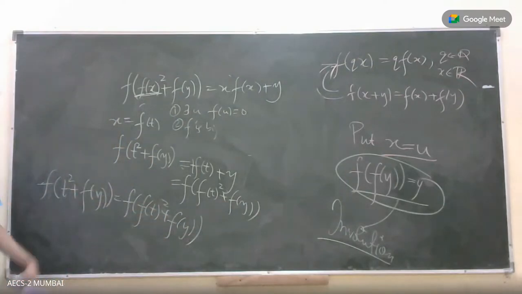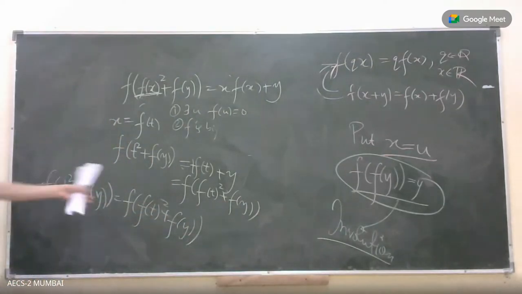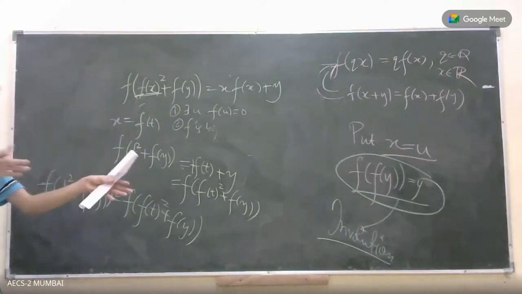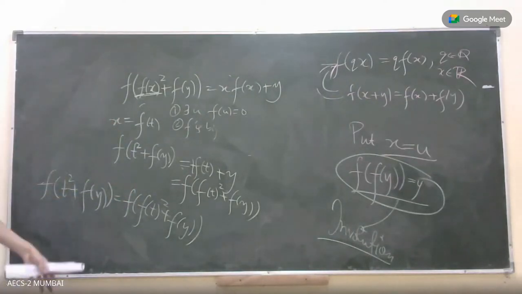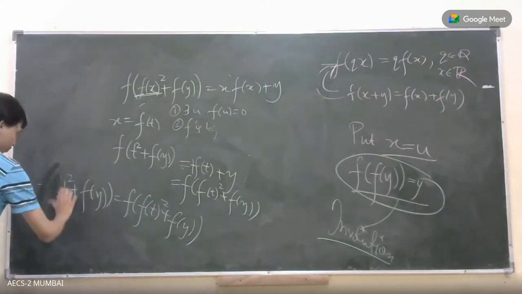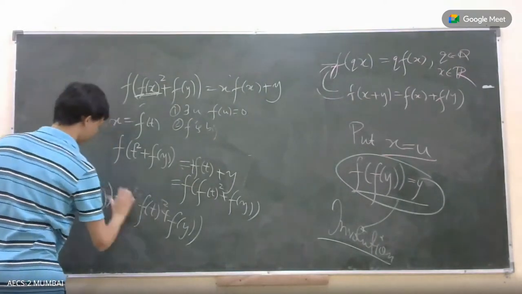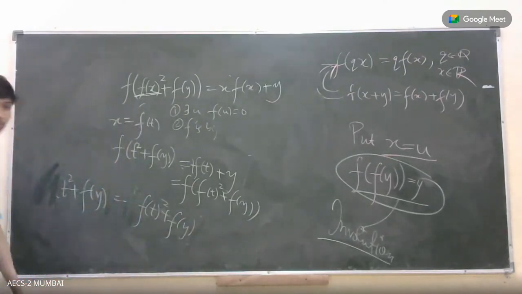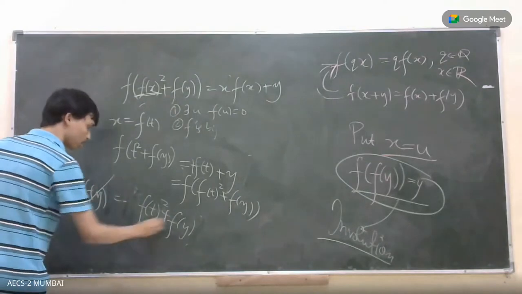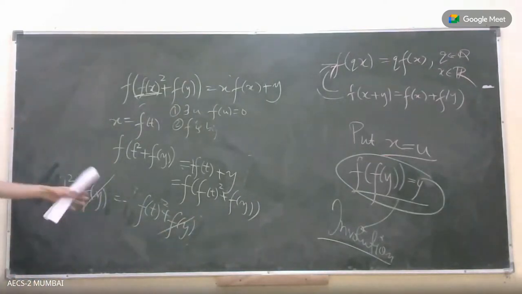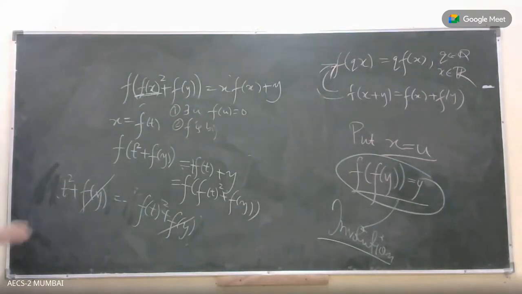f is bijective. In particular, it is injective. When you have an injective function, what can you do? If f of input 1 is equal to f of input 2, what do we have? Input 1 is equal to input 2. What do we get from here? So what is f of t? Plus minus t.